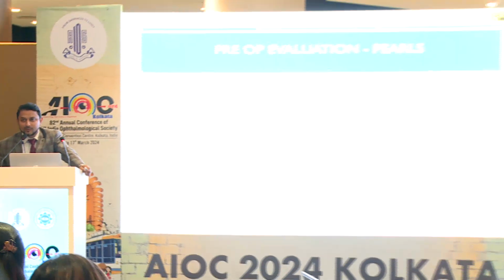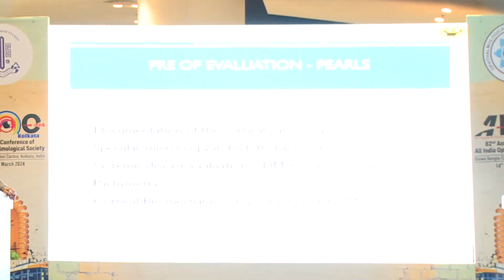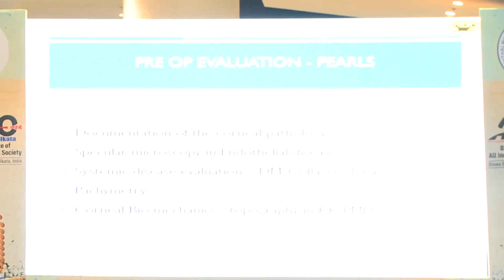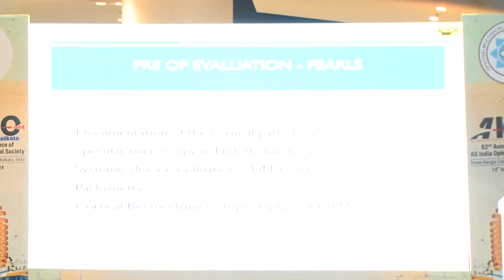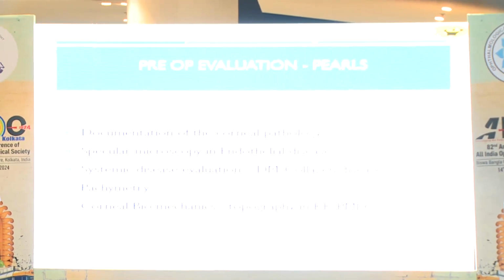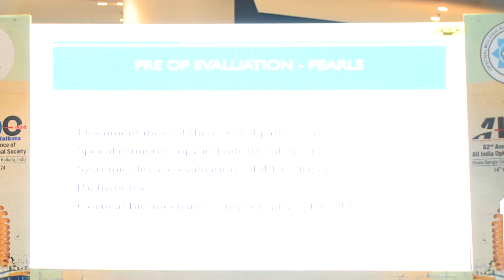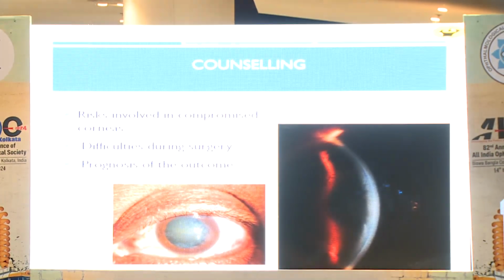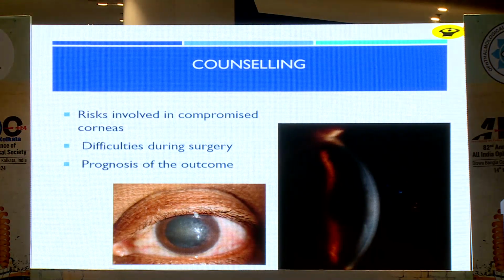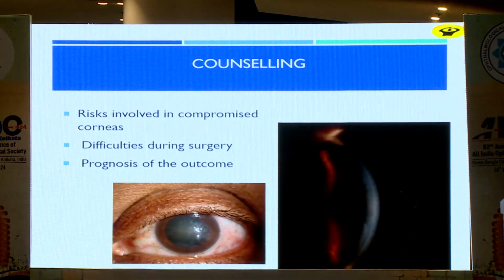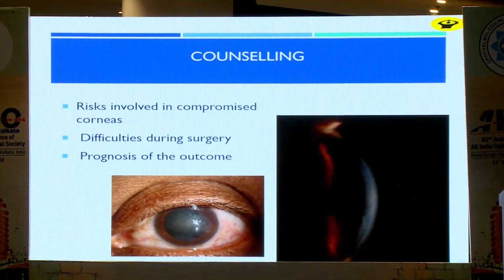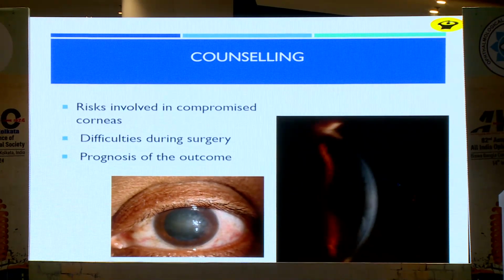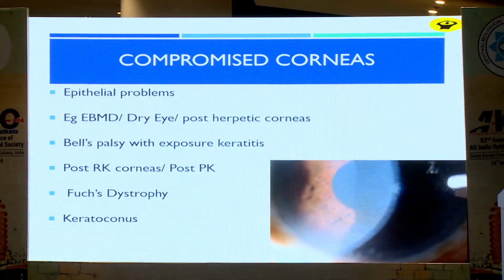And what are the pre-evaluation pearls which are required? Make sure that you document all the corneal pathology either by slit lamp photography or specular microscopy. Take adequate pachymetry, or even ASOCT, because they also give a lot more pathologies of the cornea. Counseling is very important, like Dr. Ashwati told in her talk, about the risk involved in compromised corneas, and the difficulties even during the surgeries because we are not going to have the glow as much as we expect. And the prognosis and the outcome is also definitely much needed.